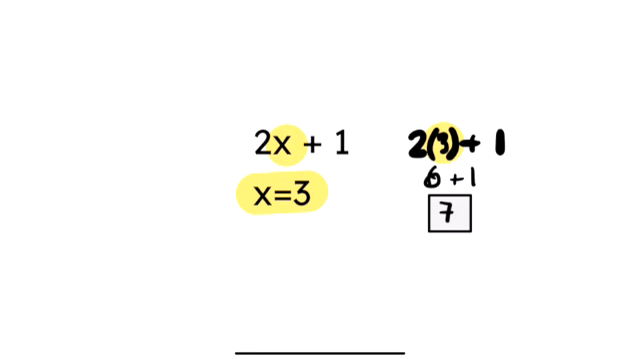So again, all this was asking us to do was it gave us an expression, and then it told us to substitute one of the values for something else. Keep that in mind before you get overwhelmed by the algebra that we're going to be doing on the next screen.